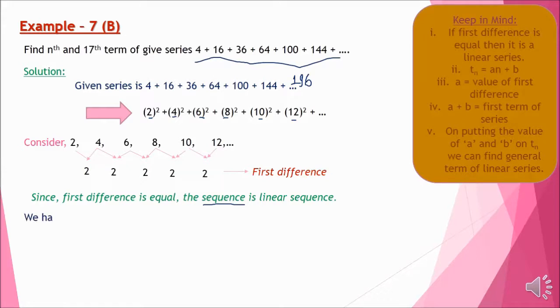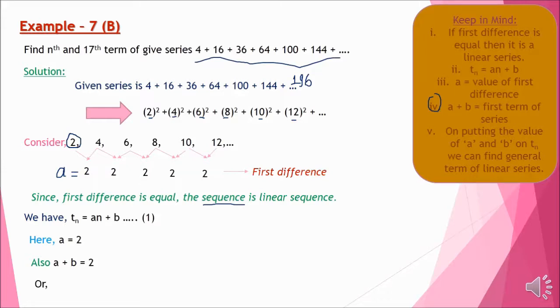So Tn equal to an plus b, and that's equation 1. We need this equation at last. Finally, here we know the value of a, isn't it? The first difference is always a, so we have a already. And next, a plus b is equal to the first term of the sequence. We are not considering the original series, we have made our own sequence, and we are finding the general term of this sequence.